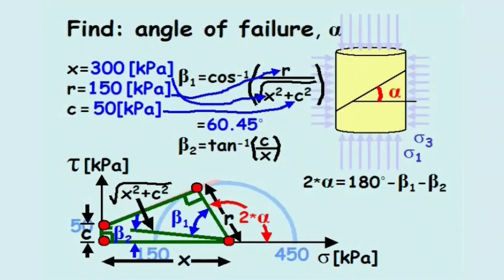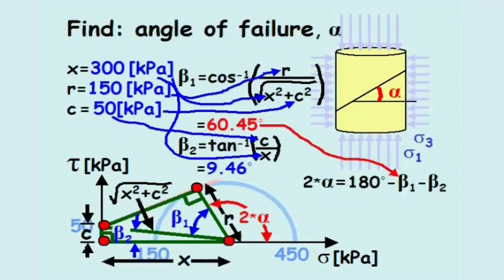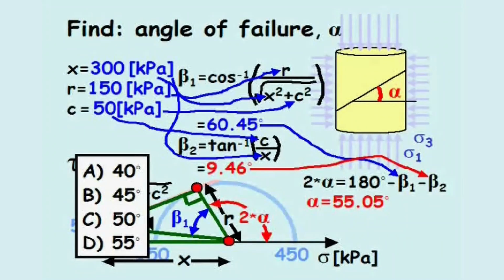From the diagram, we notice beta 2 is equal to the arc tangent of c divided by x. C and x are plugged in, and beta 2 equals 9.46 degrees. To solve for our angle of failure, alpha, we plug in beta 1 and beta 2, and alpha equals 55.05 degrees. Looking back at our possible solutions, the answer is D.